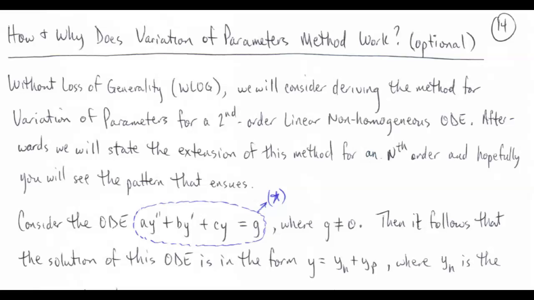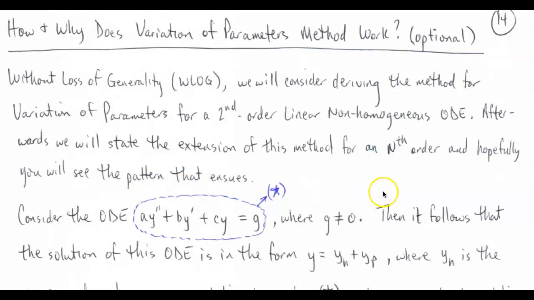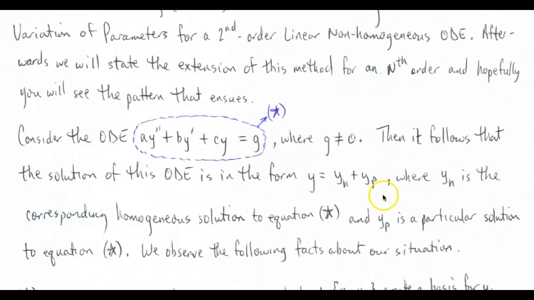So in a nutshell, that is what we're going to be doing here. I'm just going to show you the process from beginning to end so that you can have a feel for how this works. Without loss of generality, we want to consider deriving the method of variation of parameters for a second order linear ODE. Afterwards, we'll state the extension of this method for an nth order ODE, and hopefully you'll see the pattern that continues to happen.